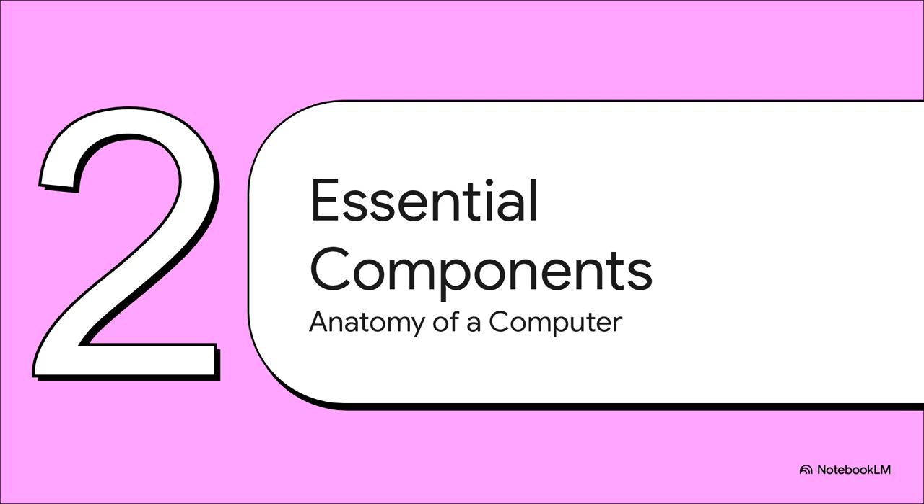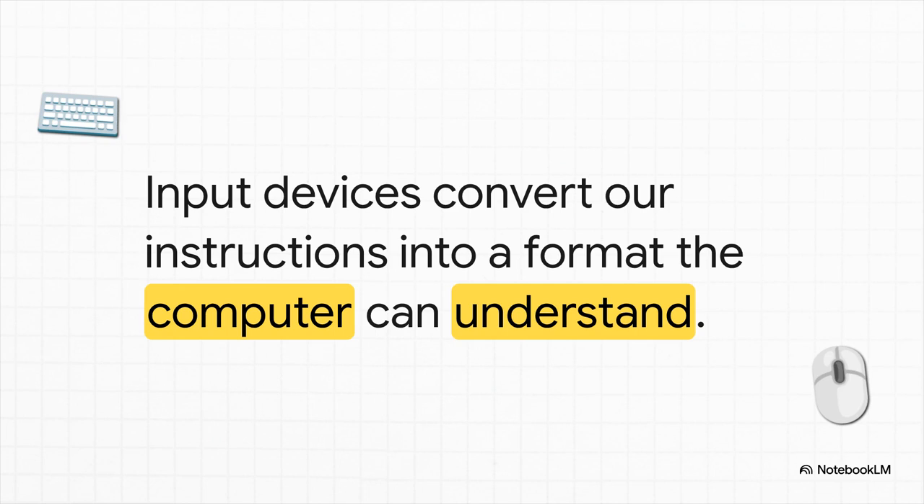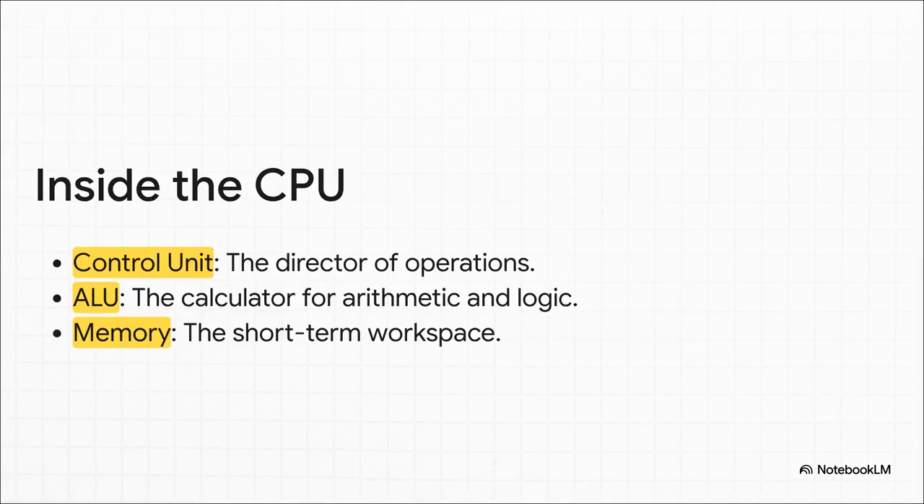So let's pop the hood and take a look at the basic anatomy of a computer system. You've got your input devices. They handle the input step. Then you've got the central processing unit, the CPU. That's the process step. And finally, the output devices. They handle the output. See, it lines up perfectly. Think of input devices as translators. They speak our language, the language of clicks and keystrokes, and convert our actions into electrical signals, a language the computer can actually understand.